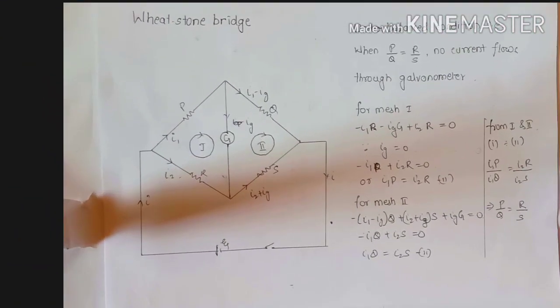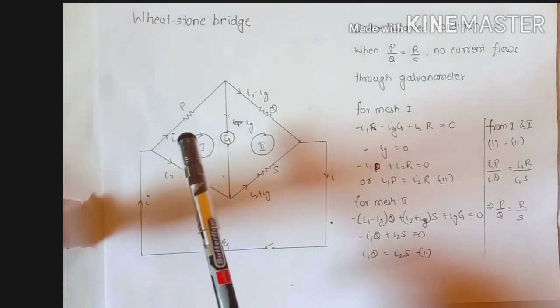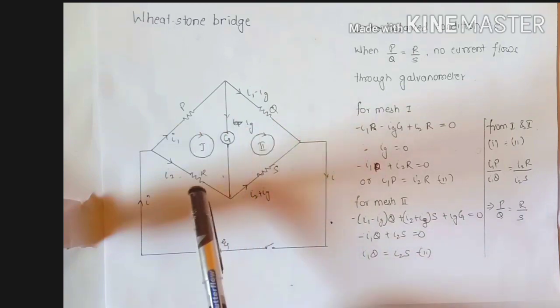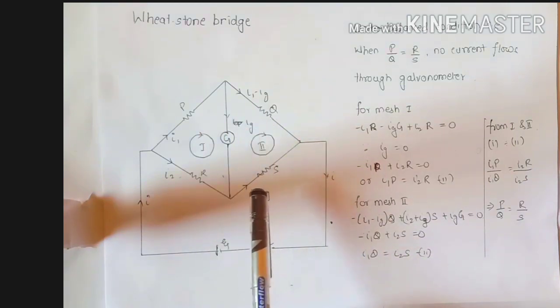Hello students. Today we are going to study about Wheatstone bridge, its principle and potentiometer. So first of all, let us see what is Wheatstone bridge. Wheatstone bridge is actually a combination of four resistances. Here it is shown P, Q, R and S.